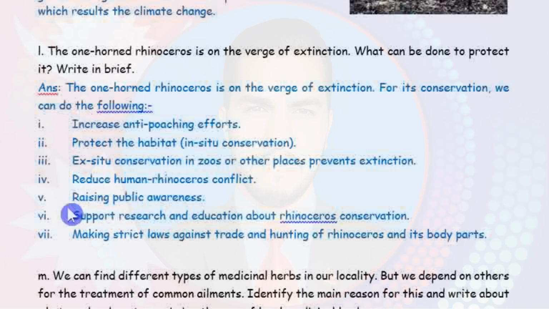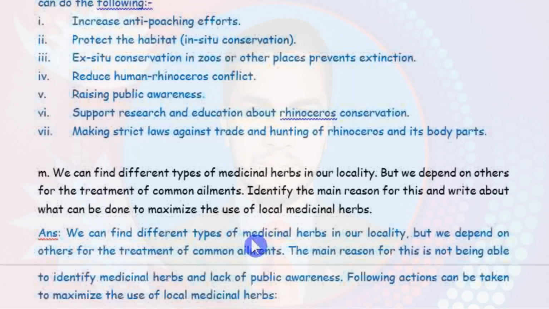Okay. Number 5, raising public awareness. We have to keep people aware. Support research and education about the conservation of rhinoceros. Number 7, making strict laws against trade and hunting of rhinoceros and its body parts.